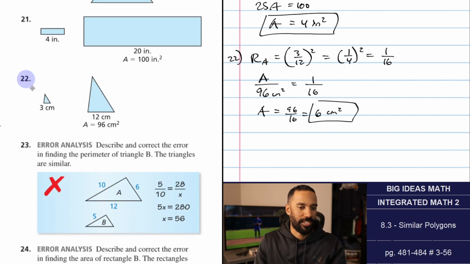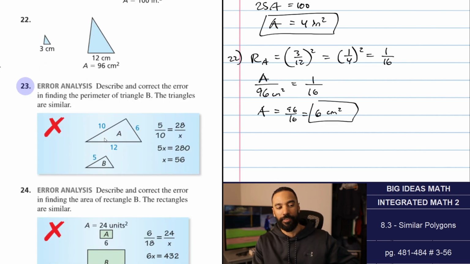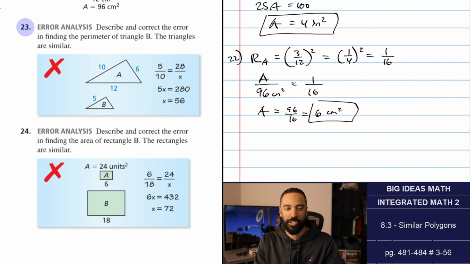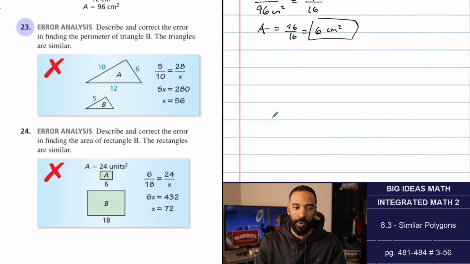Okay, error analysis. Describe and correct the error in finding the perimeter of triangle B. The triangles are similar. So we have this guy. I'm figuring they're probably not getting corresponding parts right.